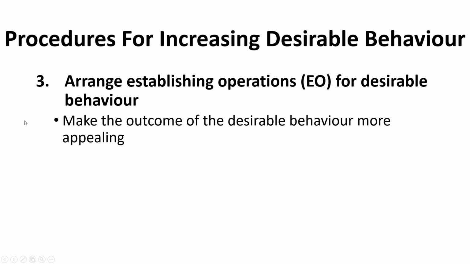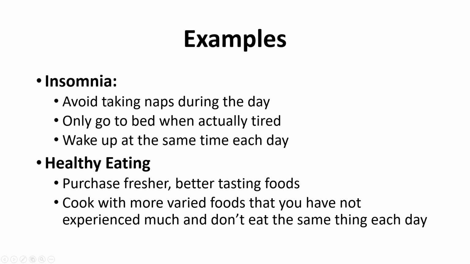Our third method of increasing desirable behavior would be to arrange establishing operations, or EOs, for desirable behavior. You might remember that establishing operations are things that make our reinforcer more reinforcing. You want to make the outcome of your desirable behavior more appealing. For our examples, we can go back to insomnia and healthy eating. With insomnia, an establishing operation would be to make sure that you are sleepy so that you fall asleep at the end of the day.